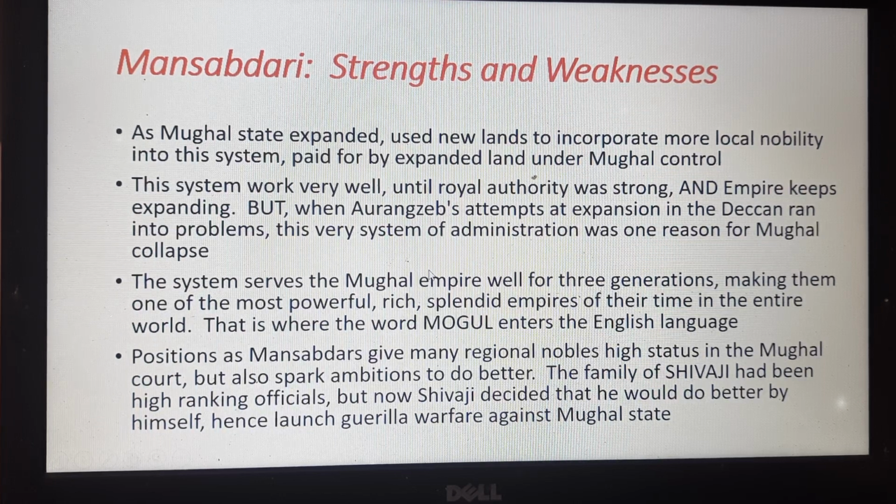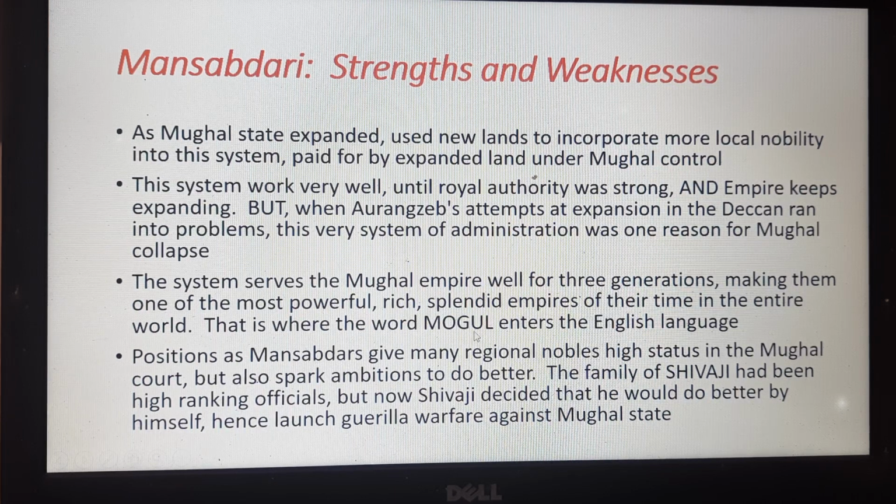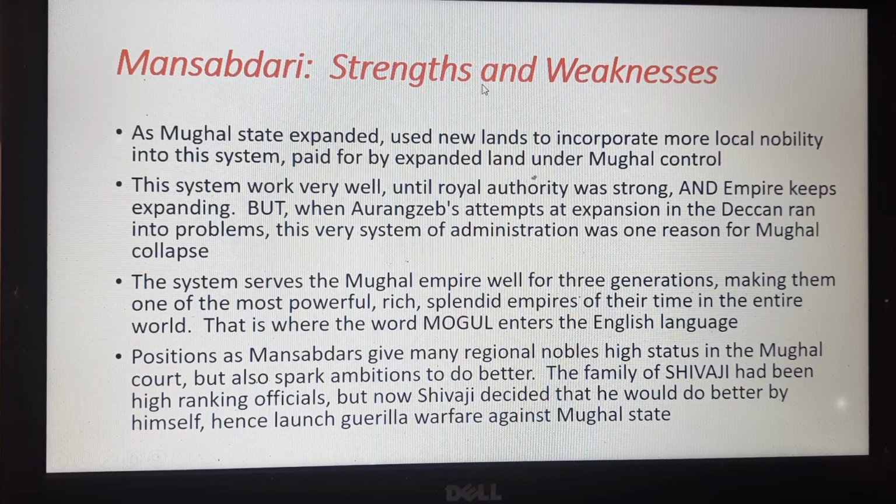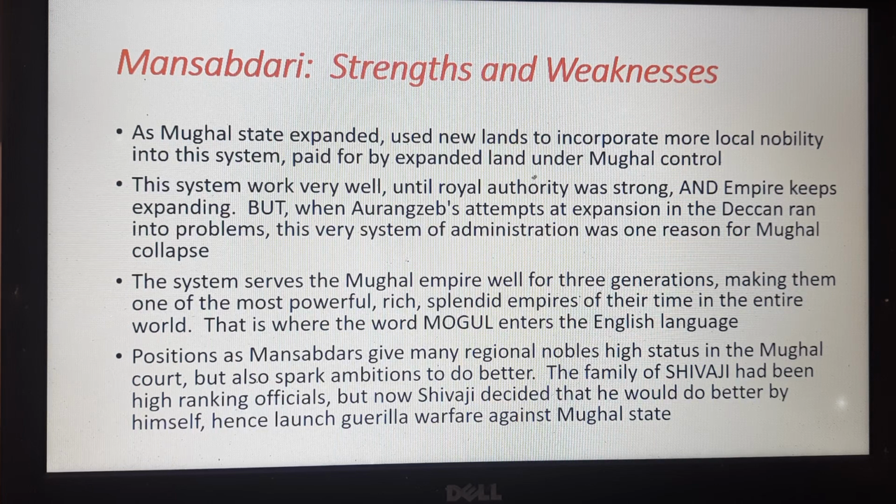This system served the Mughal Empire well for 3 generations, making them one of the most powerful, rich, splendid empires of their time in the entire world. This is where the word Mughal enters the English language. The Mughals got their Mongolian ancestry from their mother, and the father was from the Timurid line, Timur Lang. So this is where the word Mughal enters the English language, and the English started calling them Mughals.